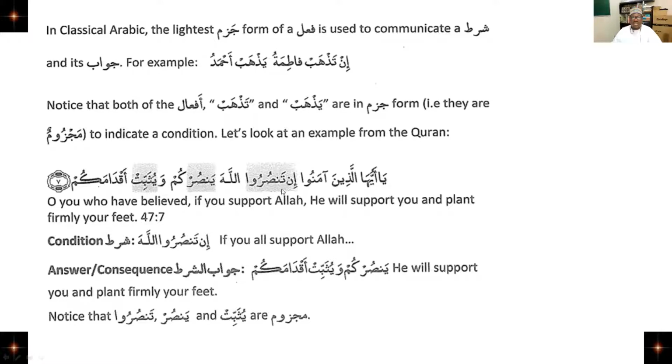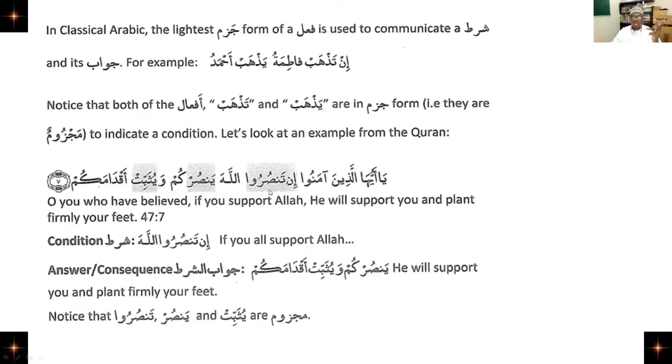Okay, and what this in does to the fi'l is that it makes it jazm, and the sign of jazm here is that the noon is dropped. Why is the noon dropped? Because this is a fi'l mudari' for antum, so normally it should have been tansuruna. Now it is tansuru because it has been affected by the job of this particle here. So for the whole of that, you will do the i'rab, and the concept of shart is also there.